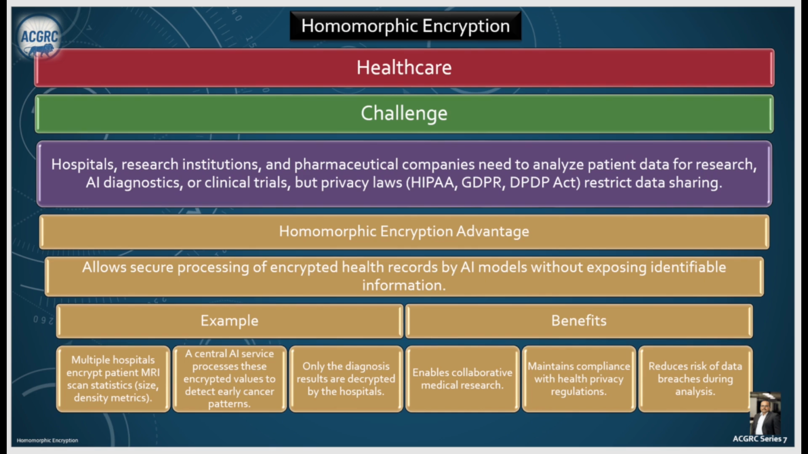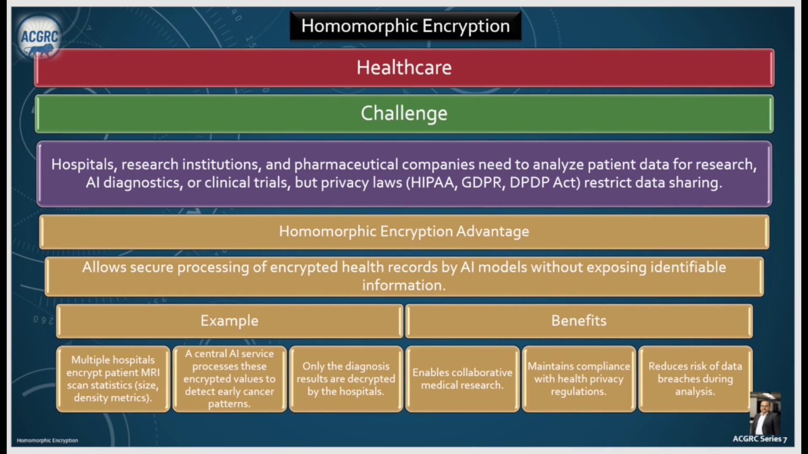Let's look at healthcare. What are the challenges in this space? Well, hospitals, research institutions, and pharmaceutical companies need to analyze patient data for their research, for their AI diagnostics, or for clinical trials. But privacy laws restrict data sharing. Homomorphic encryption helps allow secure processing on encrypted health records by AI models without exposing identifiable information.